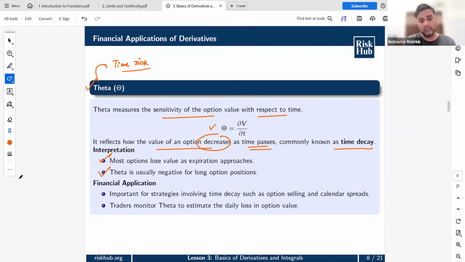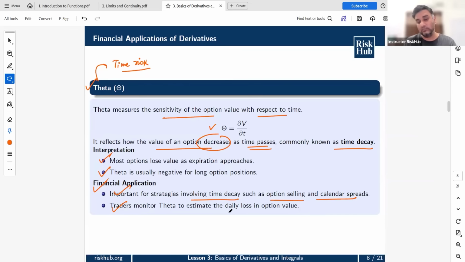As you approach the expiry, uncertainty reduces, time value decreases, so option value declines. Then look at your trading application, in the trading world, right? Theta is extremely important for your option sellers. Option sellers benefit from time decay. You have strategies such as a covered call, short straddles, iron condors, right? Option buyers fight against time decay. That's why they look at the momentum. They need strong price movement. And if you look at the calendar spread, option selling calendar spread, these strategies are used.